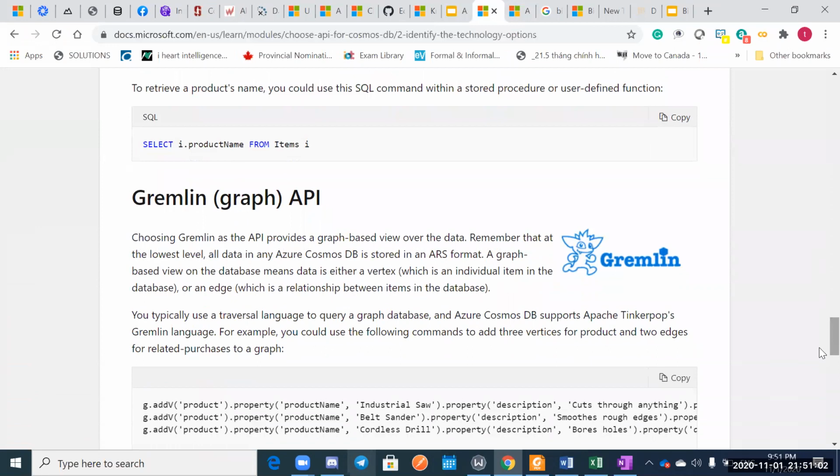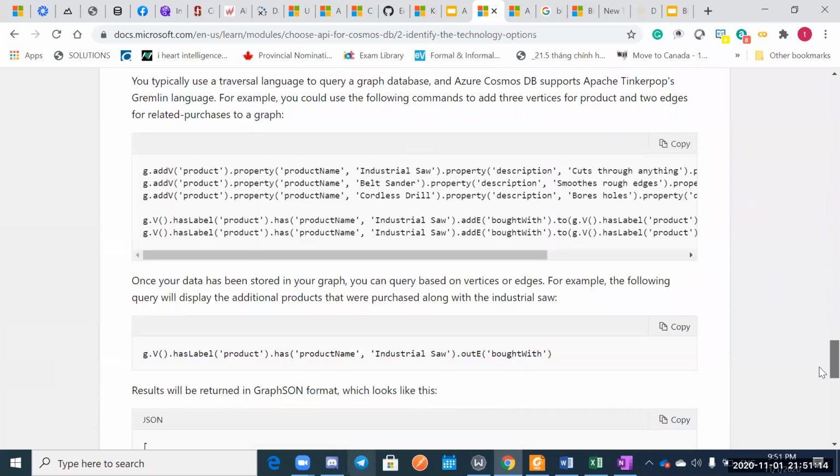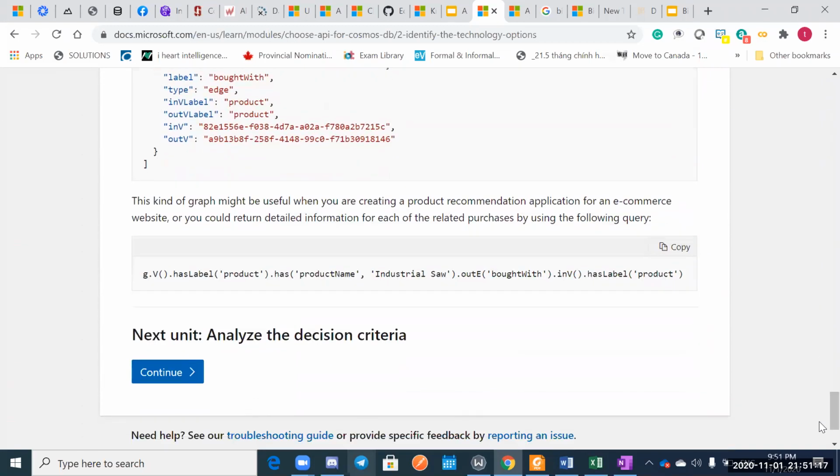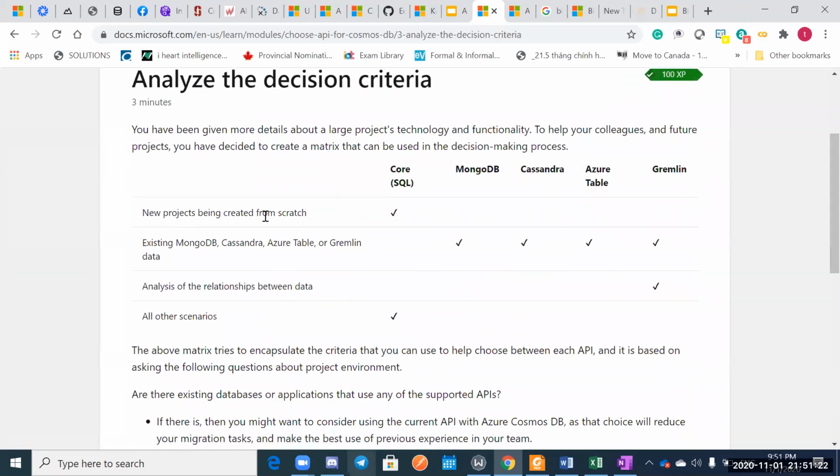And don't worry if you don't get the information on here, because these are not tested. They are just tools available. The ones you will be tested on most are SQL and Table API. So let's look on here. If you have a new project being created, core SQL will be the default one for you to select. And remember, core SQL is the default for the database.